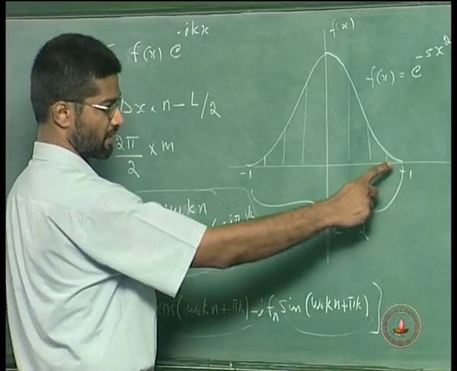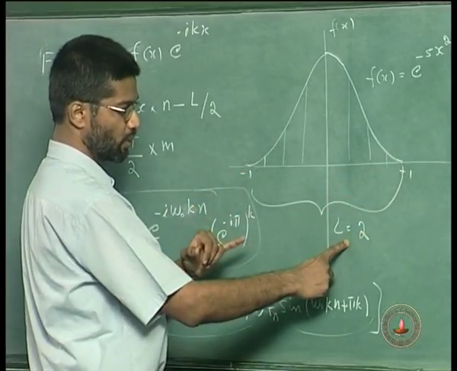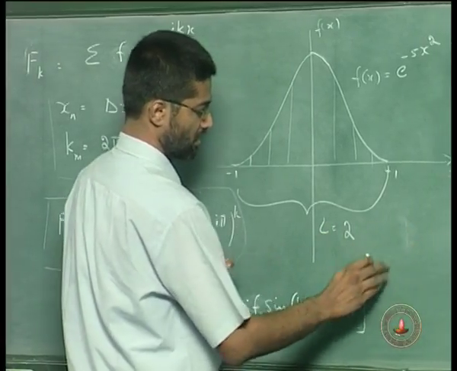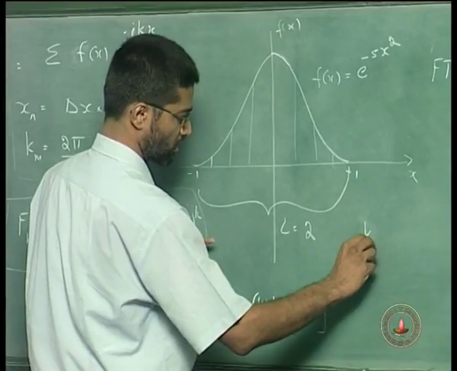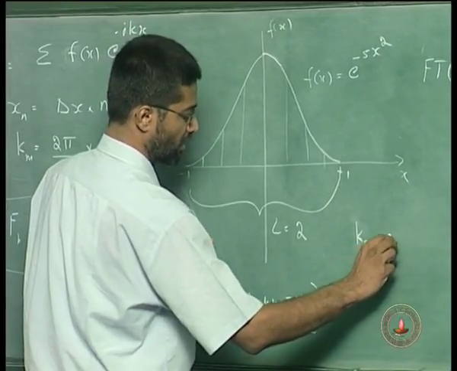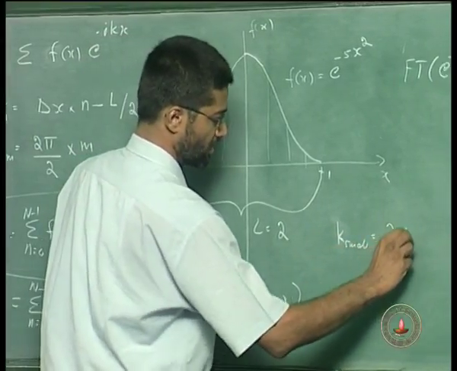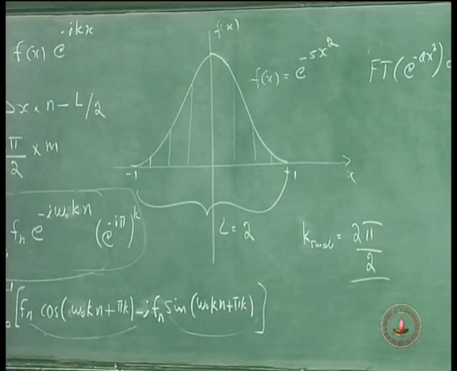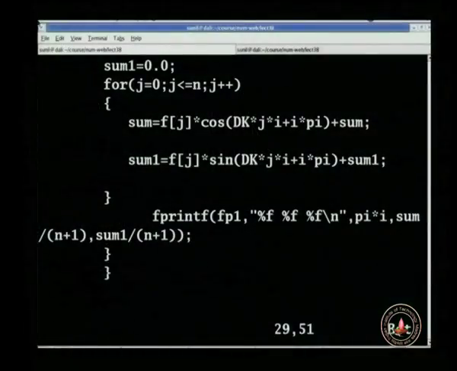So 2 pi by that distance, which is 2. Okay, the smallest k value is actually 2 pi by 2. So that is pi, right. So that is what I am trying. And then pi multiplied by the integer multiples of that pi are the other k values. So I am writing that here. Okay. So I have the different k values, and the real part corresponds to the Fourier transform and the imaginary part of the Fourier transform. That is what we have.